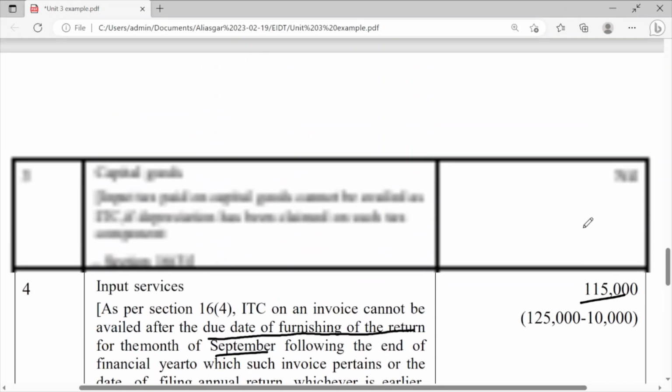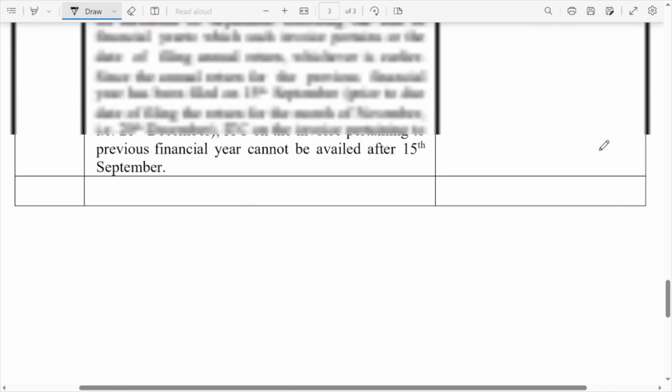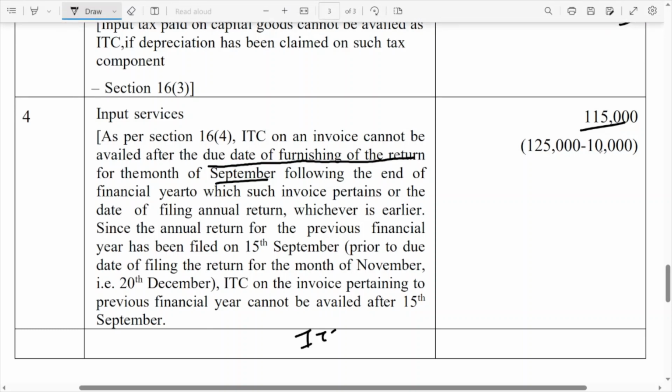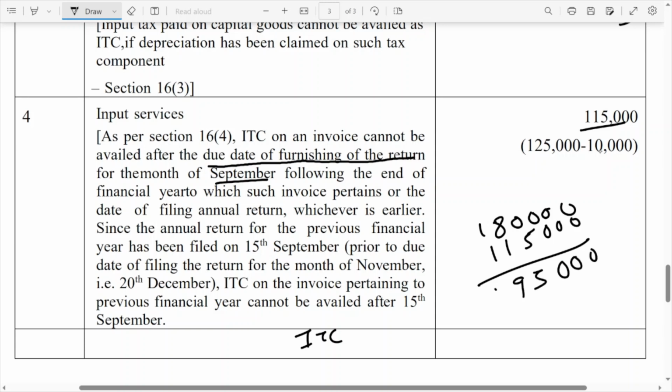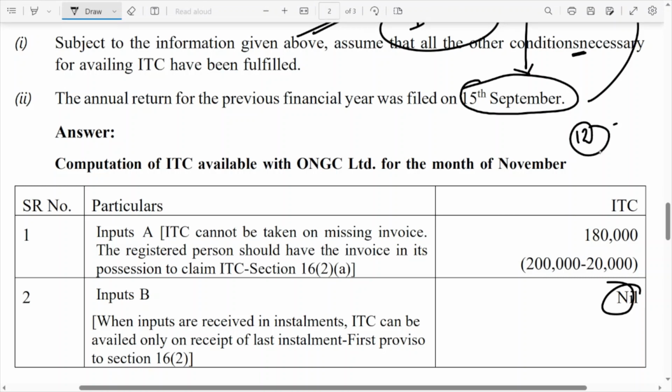Now total, how much credit do you have: 1,80,000 in the first case and 1,15,000 in the second case. You have to make a total of it. So total ITC is 1,80,000 plus 1,15,000, so 2,95,000 credit is available to you. These also can be asked for 5 marks if they are asked separately. But both examples can be clubbed together to make a total weightage of 12 to 10.